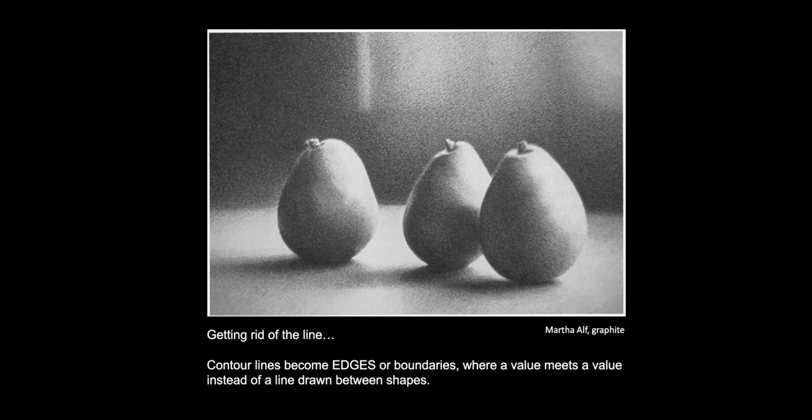One really important thing about atmospheric perspective is edge, right? The quality of edges is one of the things that is going to distinguish the things that are close to you, or at least the things that you're choosing to put into a focal plane, and the things that are farther away or more out of focus. So here you see in this Martha Alf drawing that the edges of the pears, the close pears here, are the crispest edges that you see in the picture.